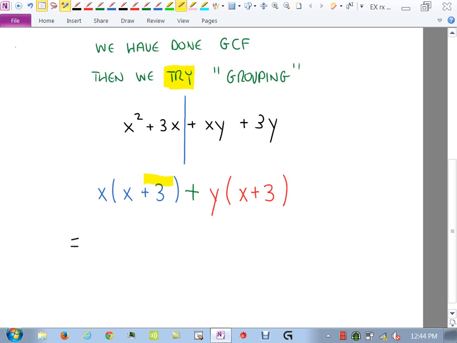So now we recognize we have x plus 3 in both, right? And so that's now our GCF.